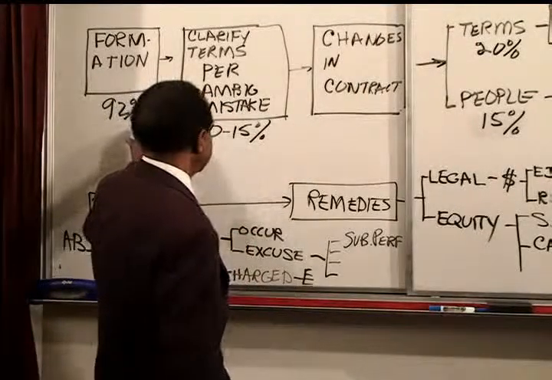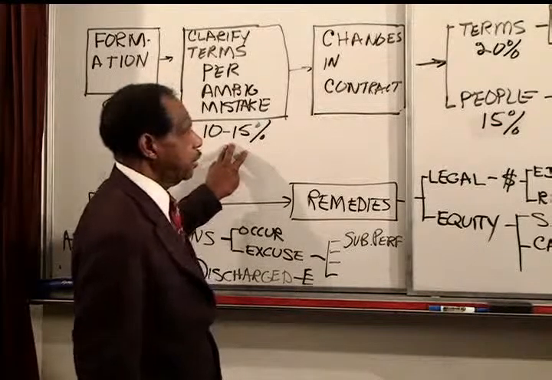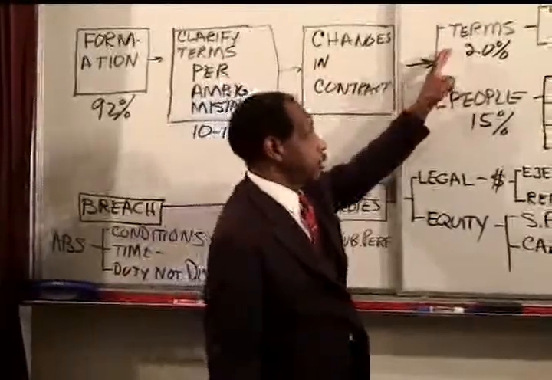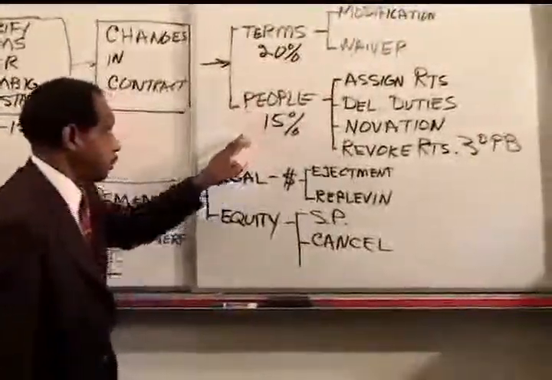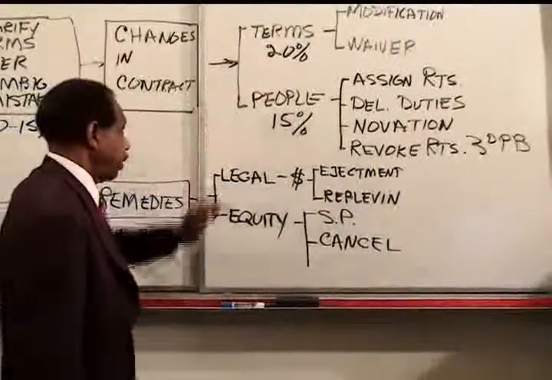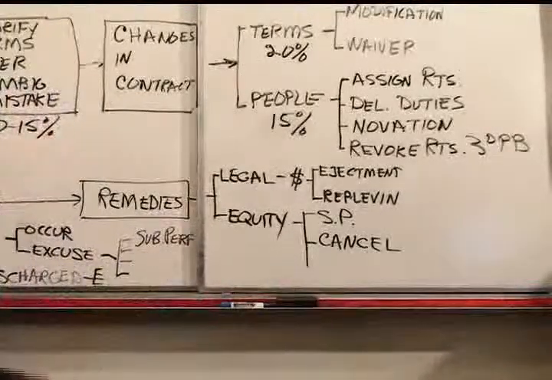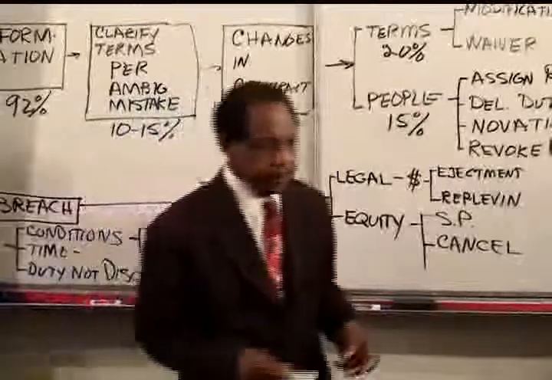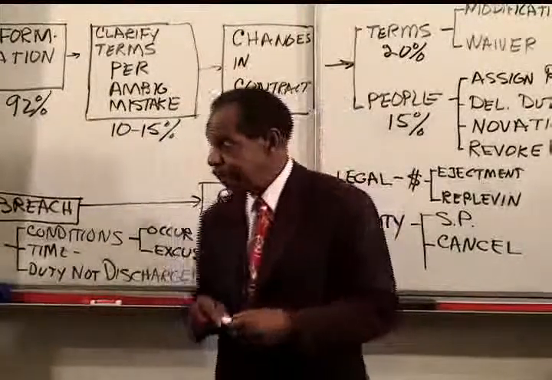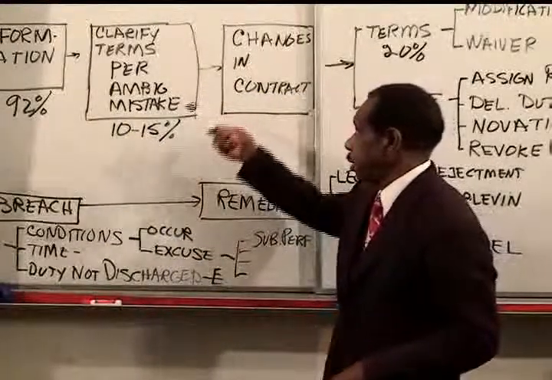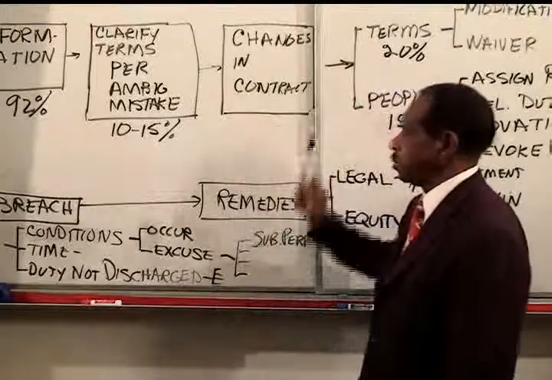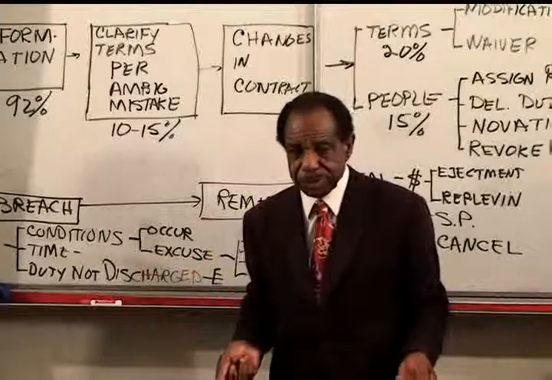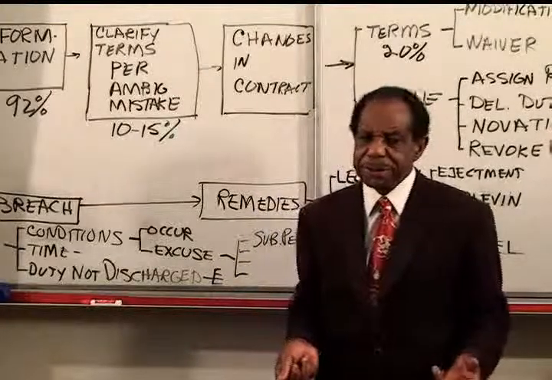So you form a contract, there may be a need to clarify terms. There may be changes in the contract, that is, changes in the terms, or changes in the people in the contract, and we know how to change, we know about those. We don't have the details yet, but we will. And next, once you have formed the contract and maybe you've clarified the terms, maybe there were some changes, you put the changes in place, and now the question is, was there a breach? How do you decide if there's a breach?